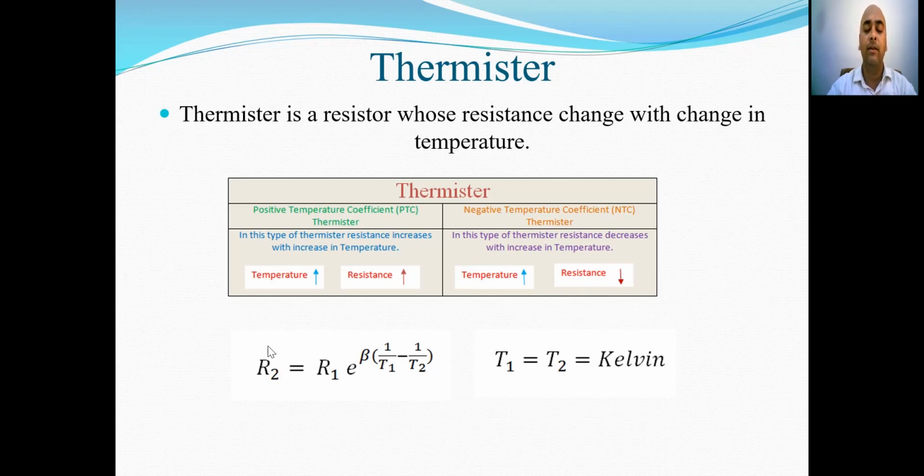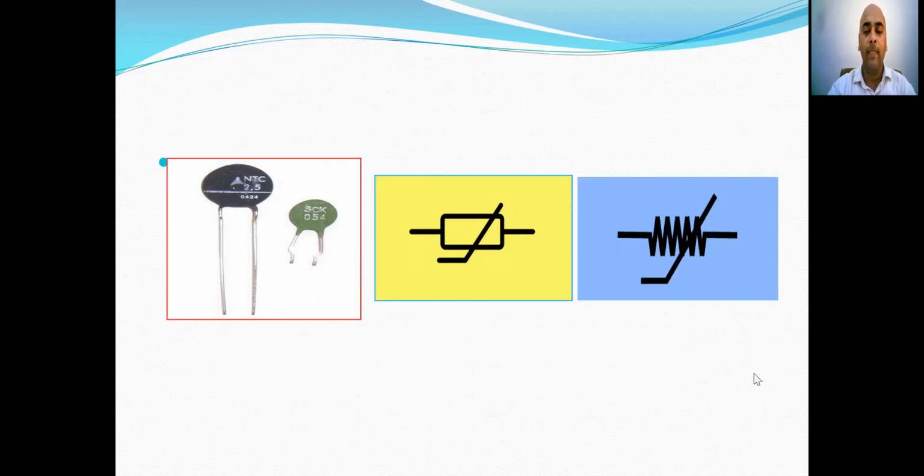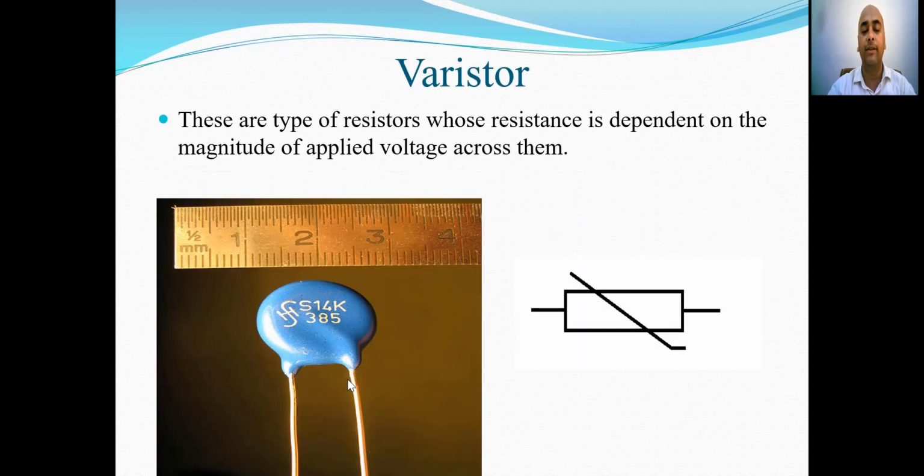The resistance R2 at temperature T2 is related with resistance R1 at temperature T1 by the relation R2 equal to R1 e raised to power beta in bracket 1 by T1 minus 1 by T2, where T1 and T2 are in Kelvin. The symbolic representation and a real thermistor is as shown in the slide.